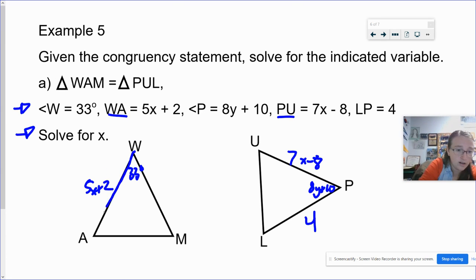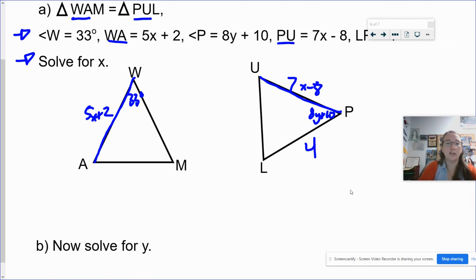X over here is WA. Once you have identified that, you need to go up to your congruency statement. Notice WA is going to be congruent to which side in the other triangle, based off of, again, WA is the first two letters. PU, that's good because they both have X's. So because they are congruent, congruent means equal, I will set them equal to each other. Try that. These two sides are equal. Write your equation, put an equal sign between them.